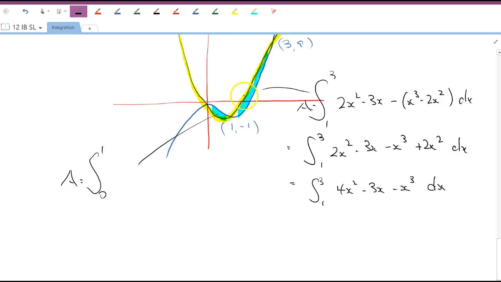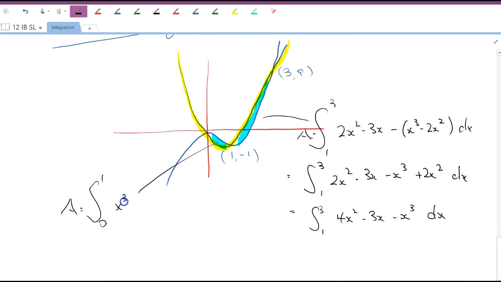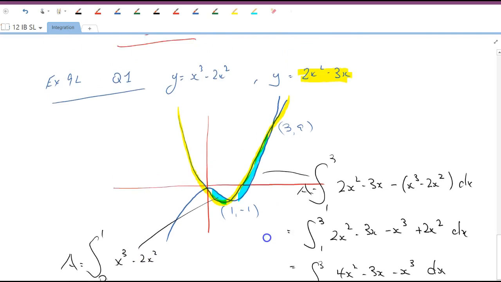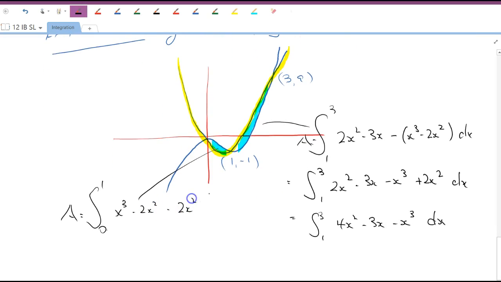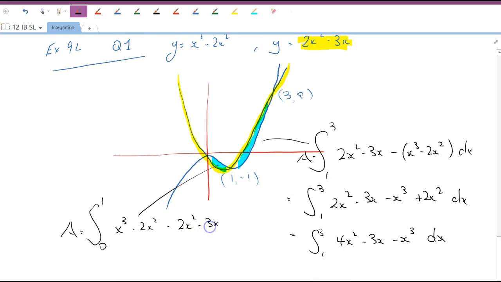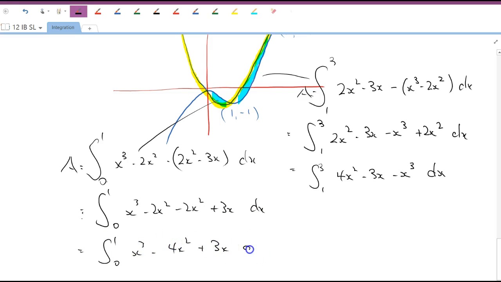Now what's happened is we've switched, so the cubic is now on top, so it's x cubed minus 2x squared, and we subtract the quadratic, which is 2x squared minus 3x. We subtract that in brackets. So this is between 1 and 0, x cubed minus 2x squared minus 2x squared plus 3x with respect to x, and simplifying, x cubed minus 4x squared plus 3x with respect to x.